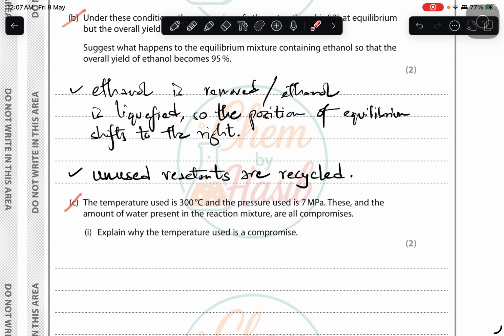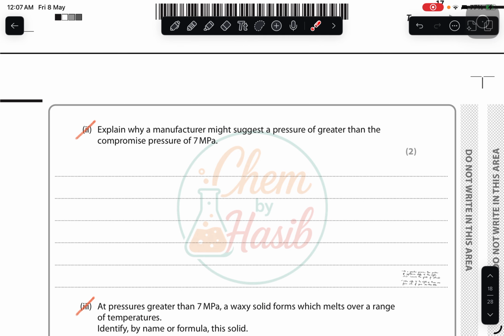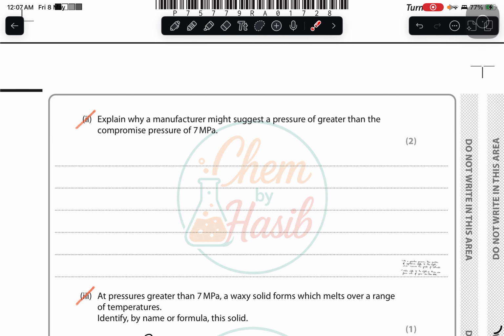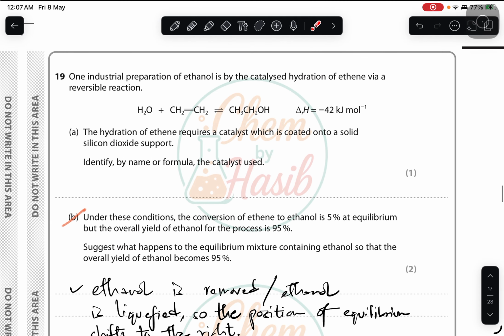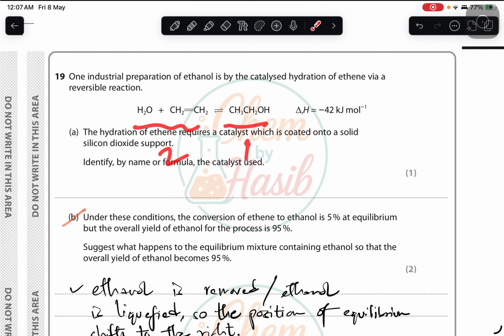Then we move on to the next question, which is question number 2. It says, explain why a manufacturer might suggest a pressure of greater than the compromise pressure of 7 megapascals. If you look at the reaction here, there are more moles of gas on the left, which is 2 moles, and fewer moles of gas on the right, 1 mole.